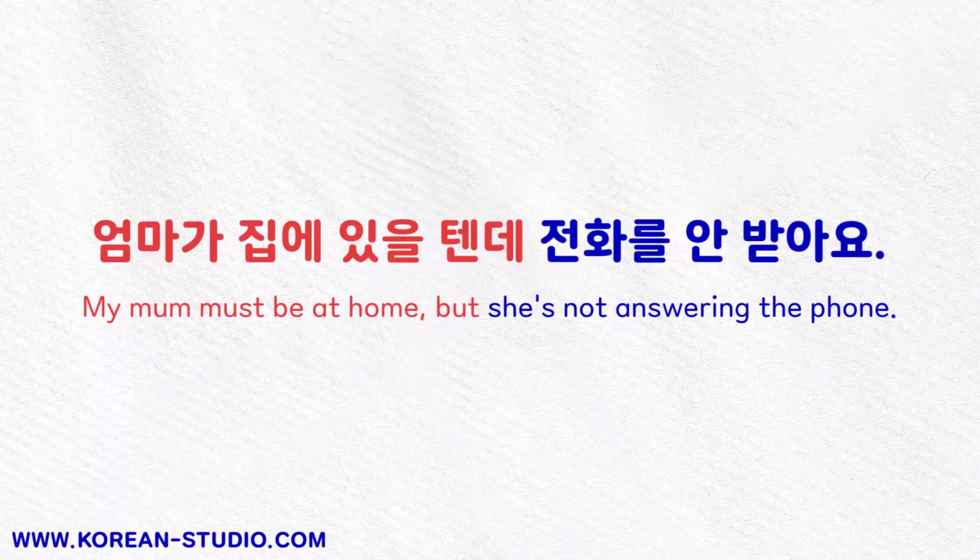Okay, so that's the first example sentence, and let's now take a look at the second example sentence where the second clause contrasts the first clause. 엄마가 집에 있을 텐데 전화를 안 받아요. My mom must be at home, but she's not answering the phone. 엄마가 집에 있을 텐데 전화를 안 받아요.